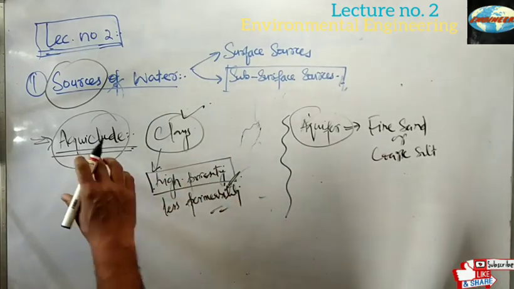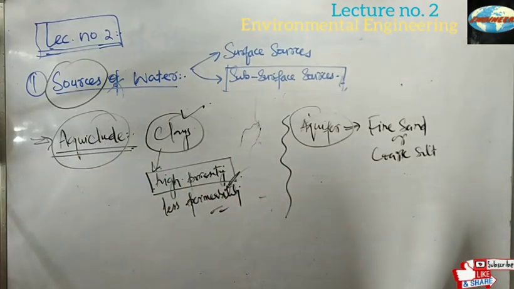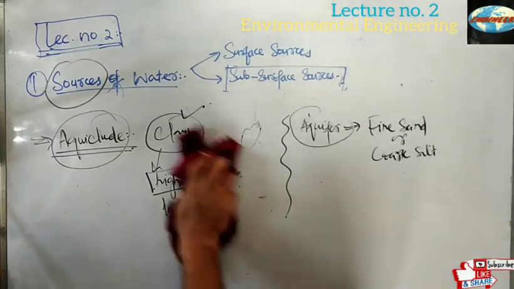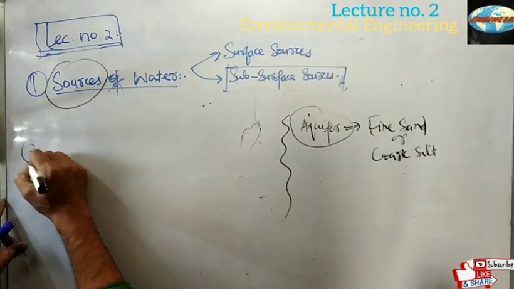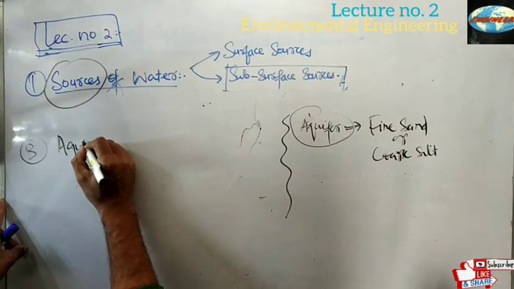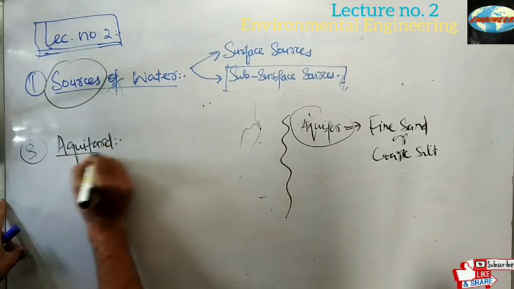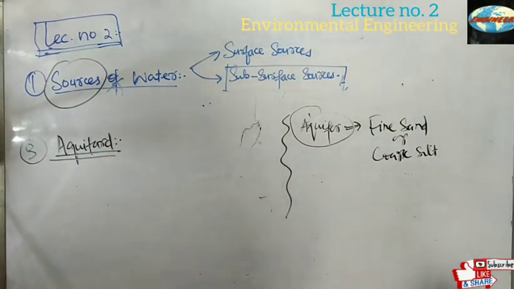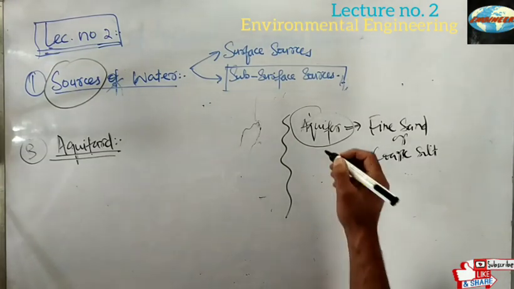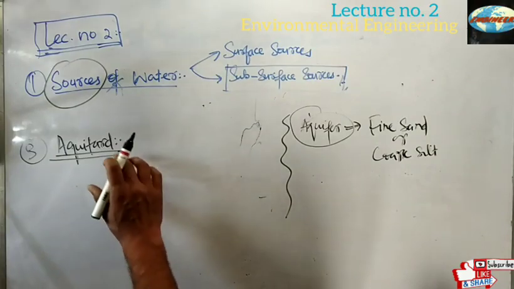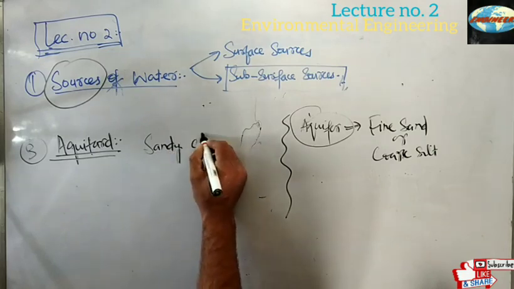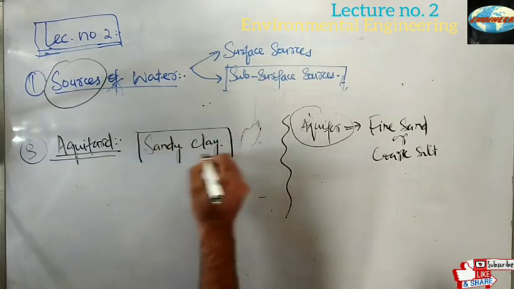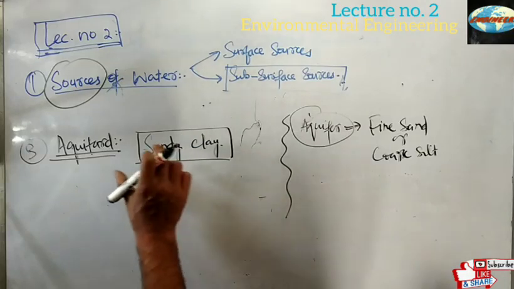Okay guys, so this was all about what we mean by aquiclude. Now moving further, we have a third formation that's called Aquitard. You can pause the video and write all these things. These are very important and they have been asked many times in exams. Now, Aquitards are the formations of sandy clay. When we have geological formations of sandy clay, those are called Aquitards.